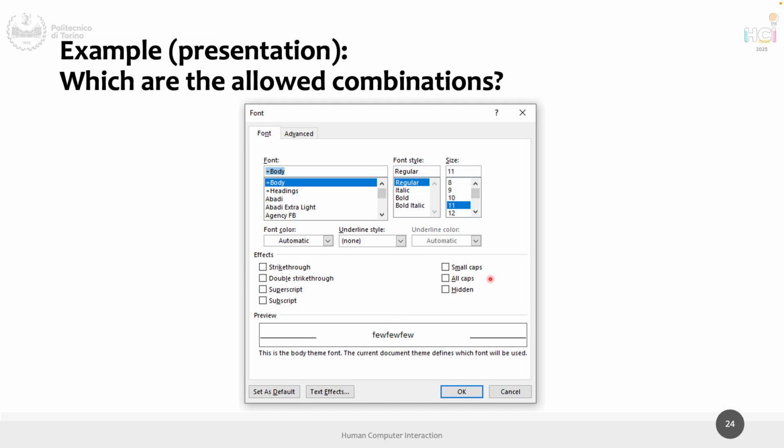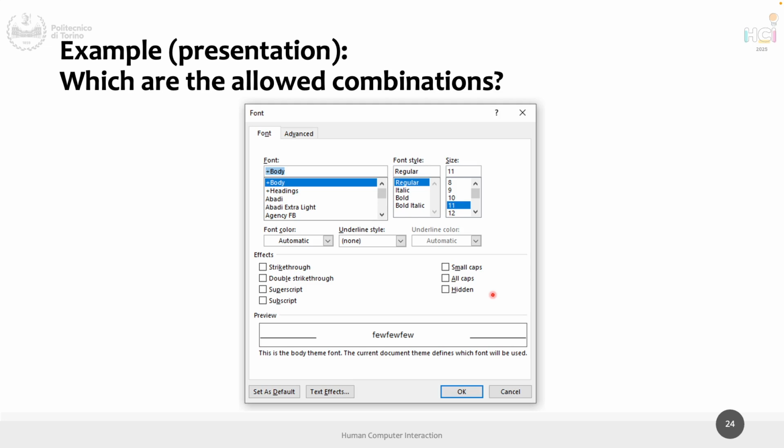Because from the semantics of this button, it's a checkbox. So multiple selection, which means I can have text that is at the same moment strike through, double strike through, superscript, and subscript, which of course is not possible. And the same, I can have text that is all small caps or also all caps or hidden, which again is not going to happen. So this is an example of presentation.